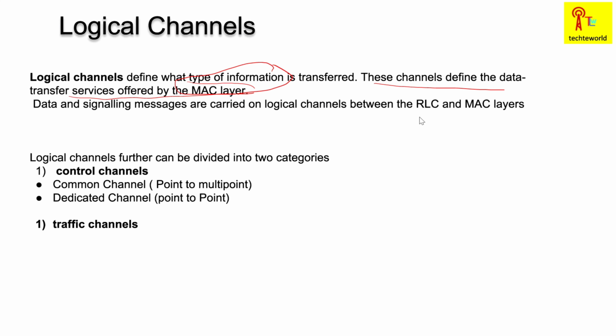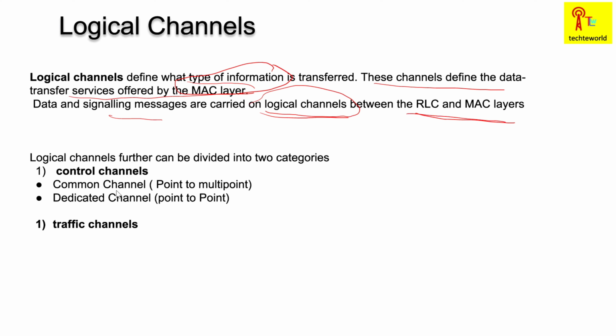As we know, this logical channel is present between the RLC and MAC layer. So whatever data and signaling messages are carried will be taken care of by the logical channel only. Logical channel will carry the data and signaling messages between the RLC and MAC layer. So this is very important. Logical channel plays a very important role in carrying the data and signaling messages between RLC and MAC.